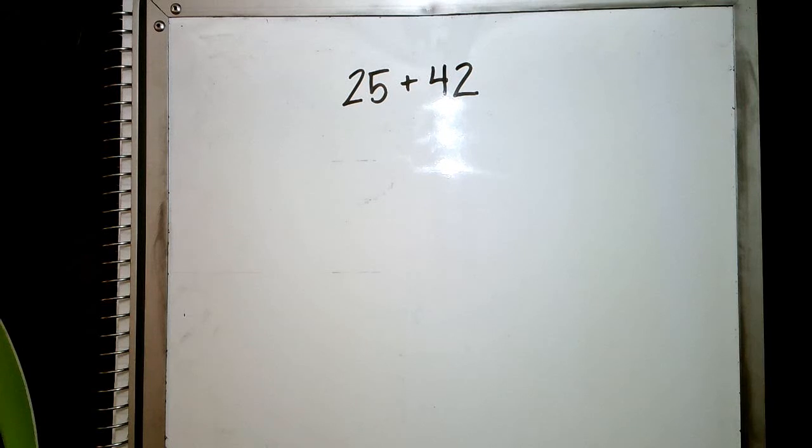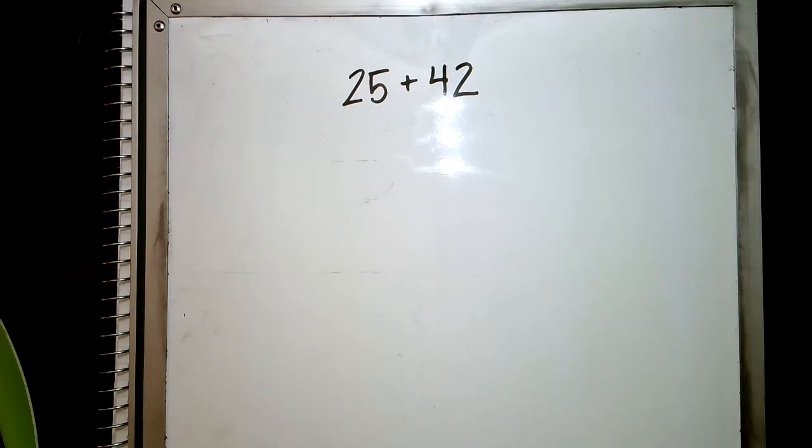Hello, second grade. For today's lesson, we are just going to be doing some review. We are going to be practicing adding two-digit numbers together using two of the strategies that we've been working on this year. We're going to practice it with the open number line strategy. You guys should be pretty familiar with that one.